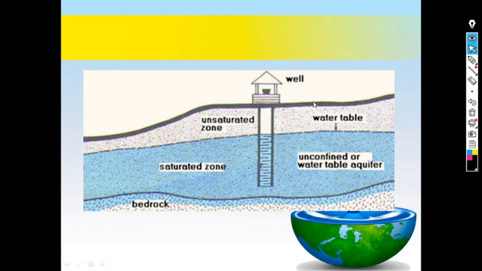Water which is recharging from here will go down till here and accommodate over here, right, in the pore spaces of rocks. This level, the upper boundary of the saturated zone, is nothing but your water table, and above it is an unsaturated zone.